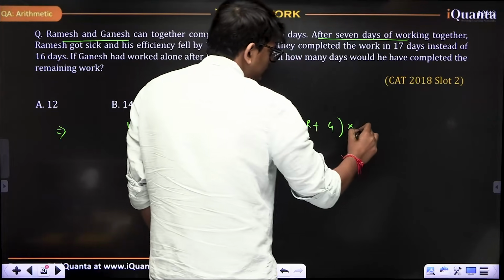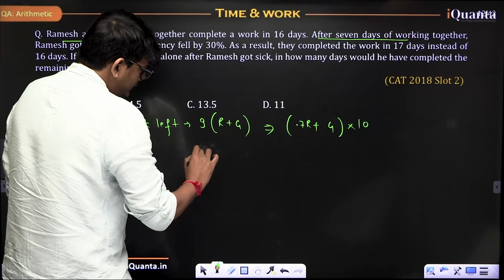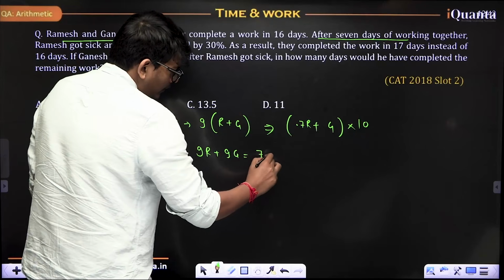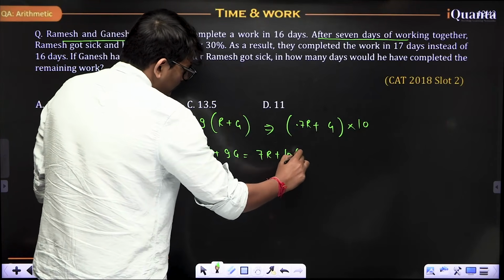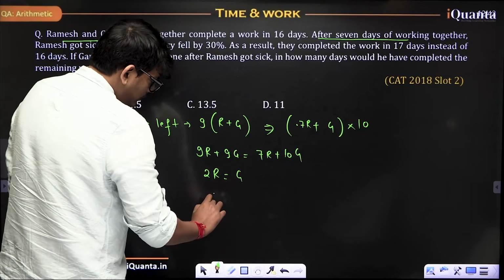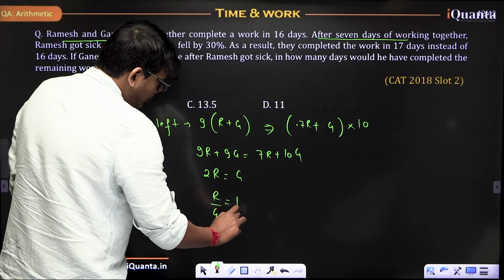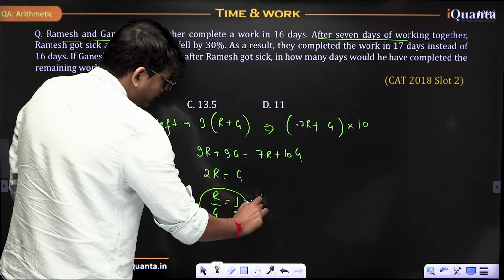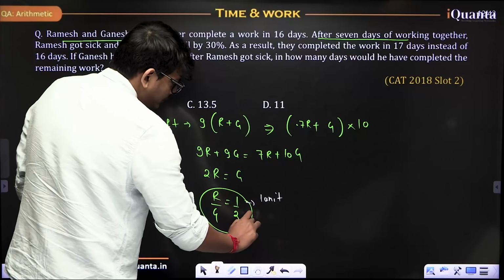Let's simplify this. So 9R plus 9G equals 7R plus 10G. So when we simplify this, 2R is equal to G. So R by G is equal to 1 by 2. Okay, so efficiency of this person is 1 unit. Efficiency of this person is 2 units.